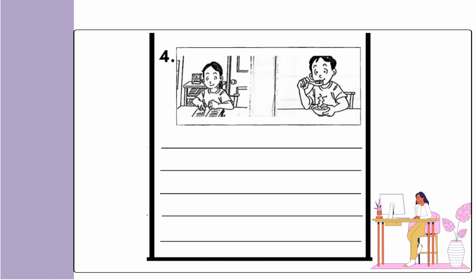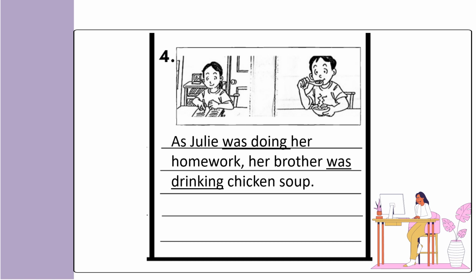Last picture, picture number 4. Okay, you can see a girl 正在做功课，然后他的 brother maybe 正在喝汤，这两个动词一起发生的。Okay, the sentence: as Julie was doing her homework, her brother was drinking chicken soup. Okay, so was, were, ing. So was doing and was drinking. 两个是用 was 的 why? Because singular subject Julie and singular subject her brother. Okay, write this sentence now.